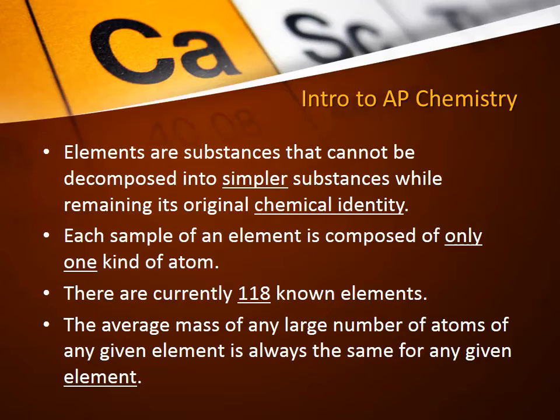Each sample of an element, however, is composed of only one kind of atom. If there's multiple atoms, it's not an element. There are currently about 118 known elements. We have a few that we're pretty sure they exist, but we haven't quite labeled them or made them stable enough yet. And the average mass of any large number of atoms of any given element is always the same for that given element. Later on we'll talk about atomic masses, but each element has its own unique atomic mass. So again, hopefully this is all mostly reviewed.